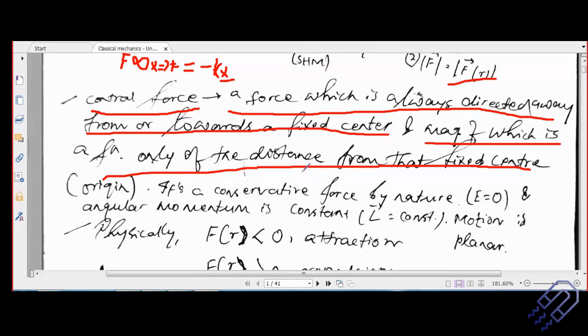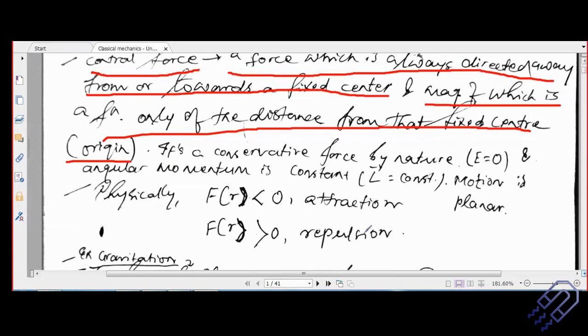So these factors are important to consider, but it should be acting towards a fixed center. That is the underlying idea here. So we do have an origin, that is always there whenever you are considering a central force. These things we are going to see in the near future of the classes. So it's a conservative force. That's very important by nature. A conservative force, so that's very important.